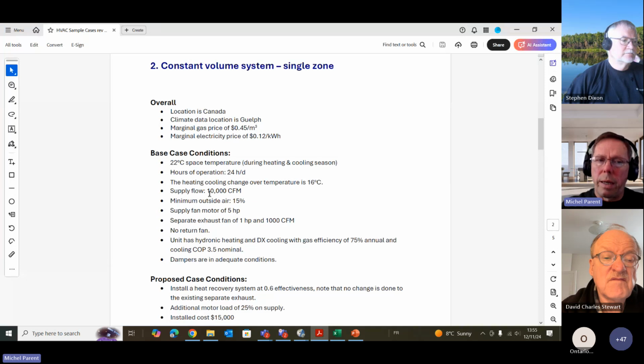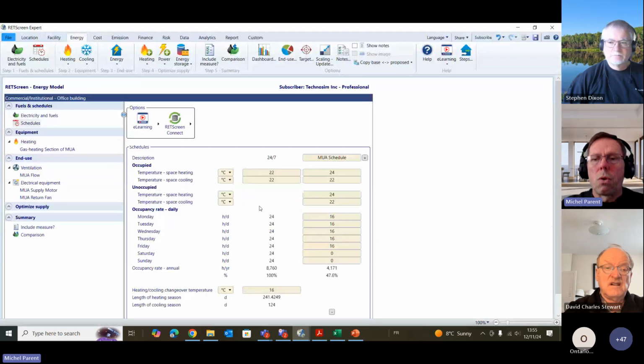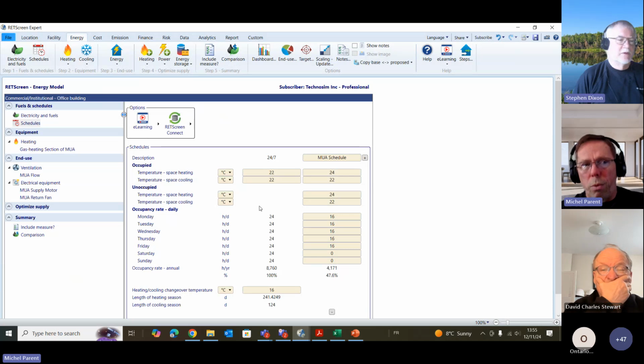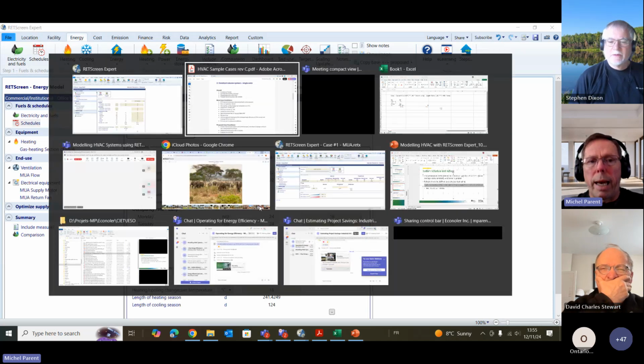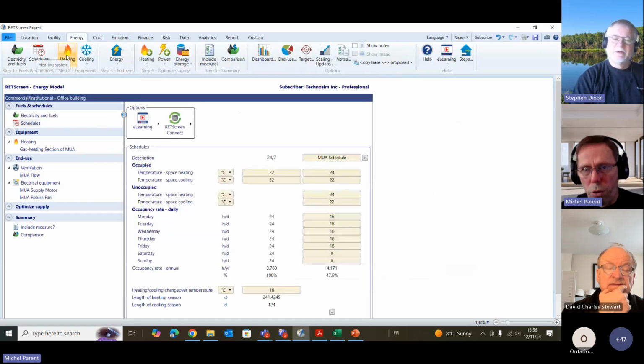Now we have to define that system. That's a system that has 10,000 CFM and it has 15% minimum outside air. So it's a recirculation system, which we will have to keep in mind, and it's heating and cooling. In this case, we need hydronic heating, and we need direct expansion cooling. So let's do those first, Michel. Yes, we'll do those first.